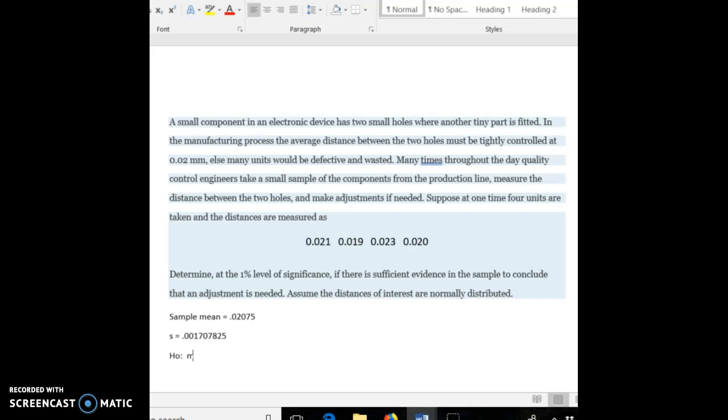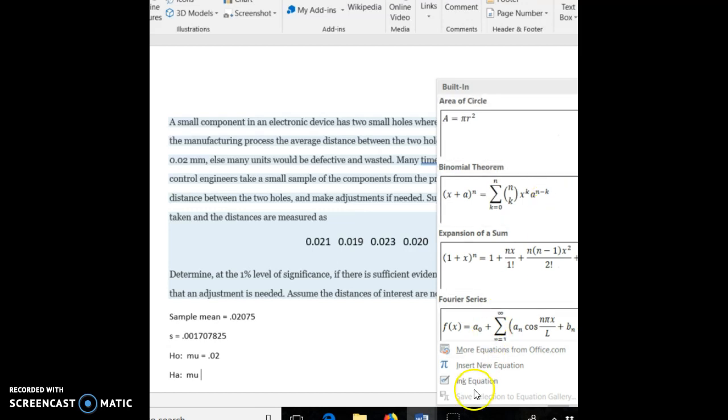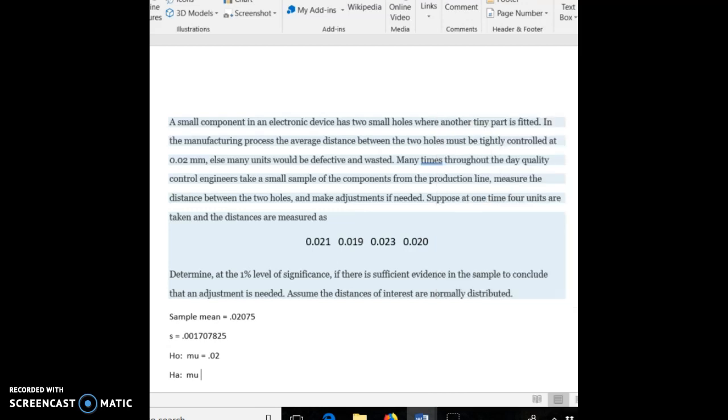Okay, so everything is good if mu is 0.02 millimeters, but we're looking at the possibility that it's anything but that. So we want as our alternative not equal to, because of course if these holes are too close to one another, we're going to have a problem, and if they're too far away, we're going to have a problem. So not equal to is the alternative.